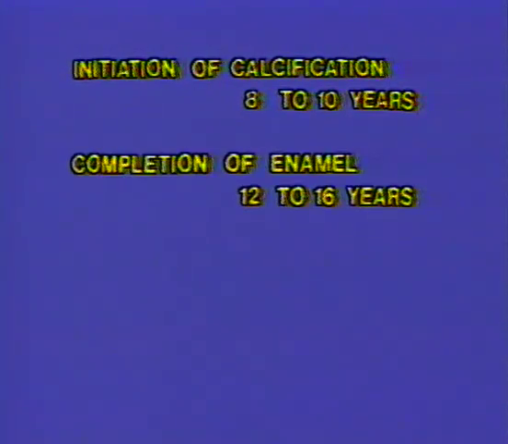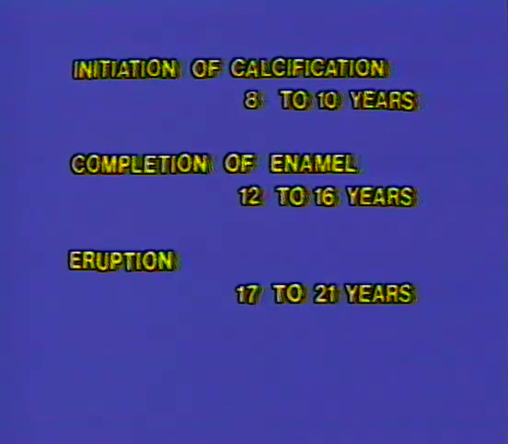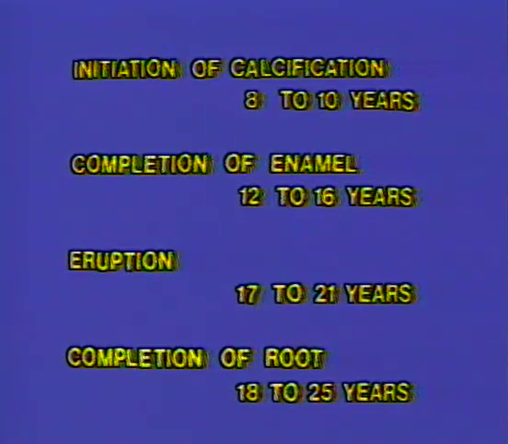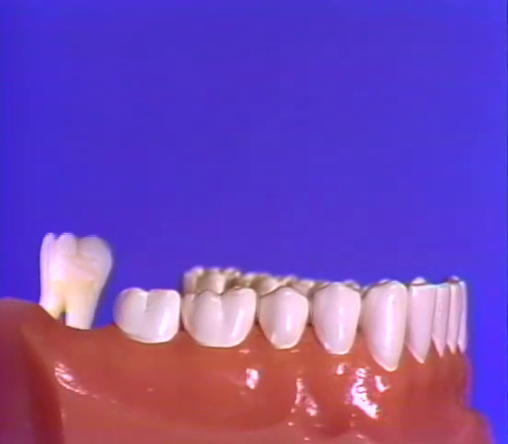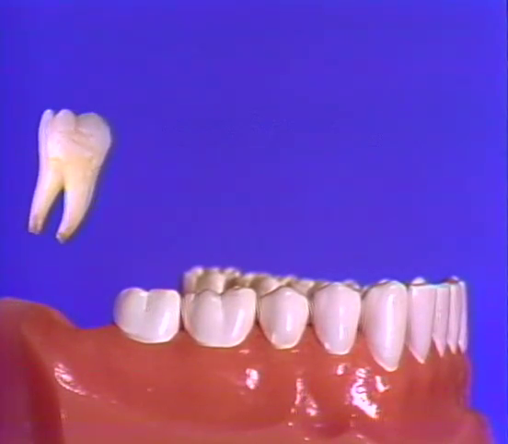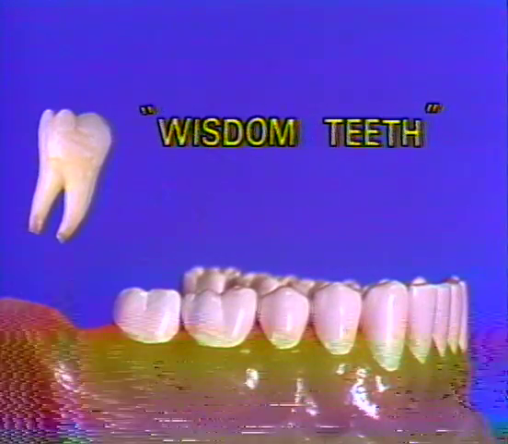The first evidence of calcification of these teeth is between 8 and 10 years. The enamel layer is completed between the 12th and 16th year, with eruption usually occurring between years 17 and 21. Root formation is completed between the 18th and 25th year. The third molars are often referred to as the wisdom teeth.